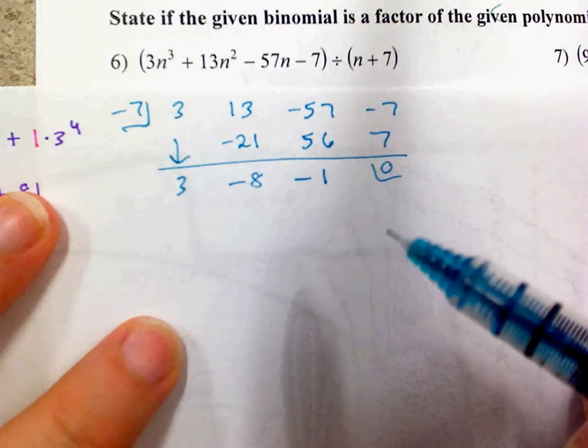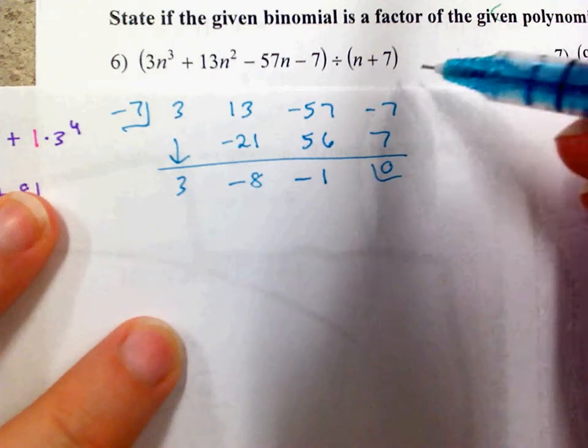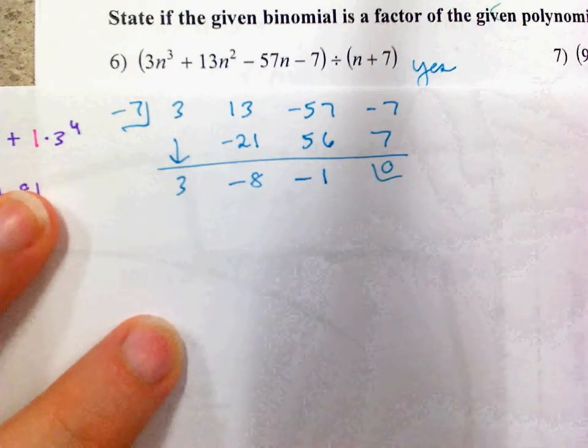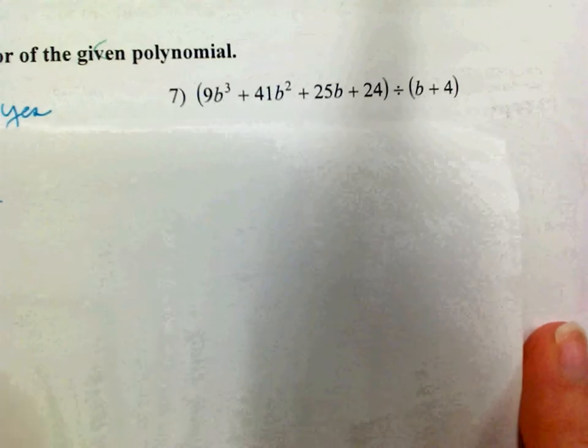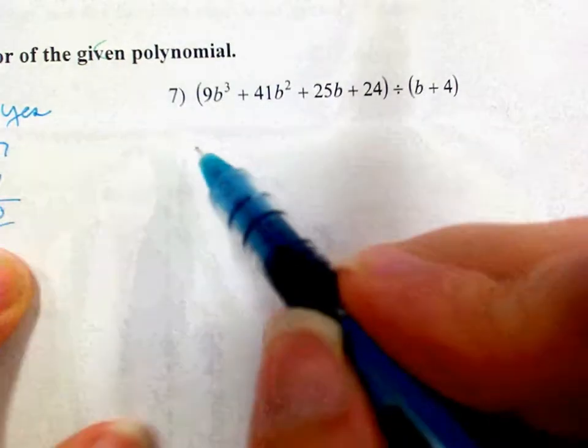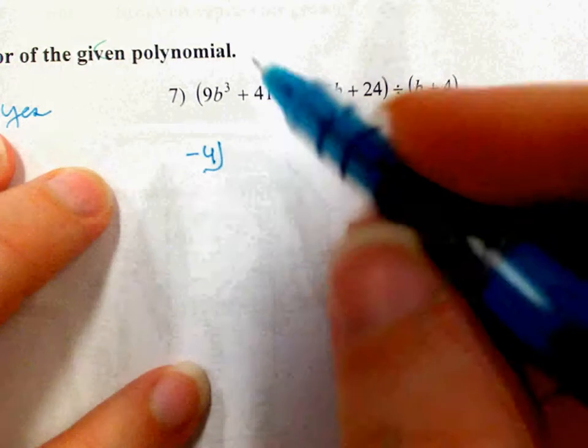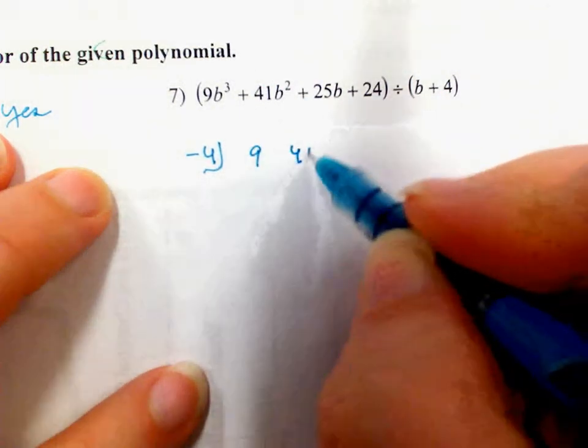So is it a factor? Yes. There's no remainder. So on this one, I'm going to put negative 4 in the little box, and put across the top 9, 41, 25, and 24.